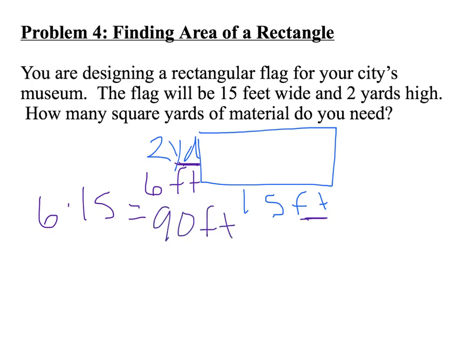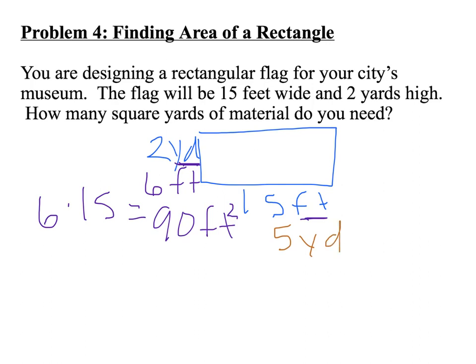But if you look back at the problem, the question was how many square yards? And I found how many feet, or square feet, there would be. So I have to do this a different way. Now instead of changing my 2 yards, I'm going to change my 15 feet. Again, there's 3 feet in a yard. So instead of having 15 feet, I would have 15 divided by 3, which gives me 5 yards.